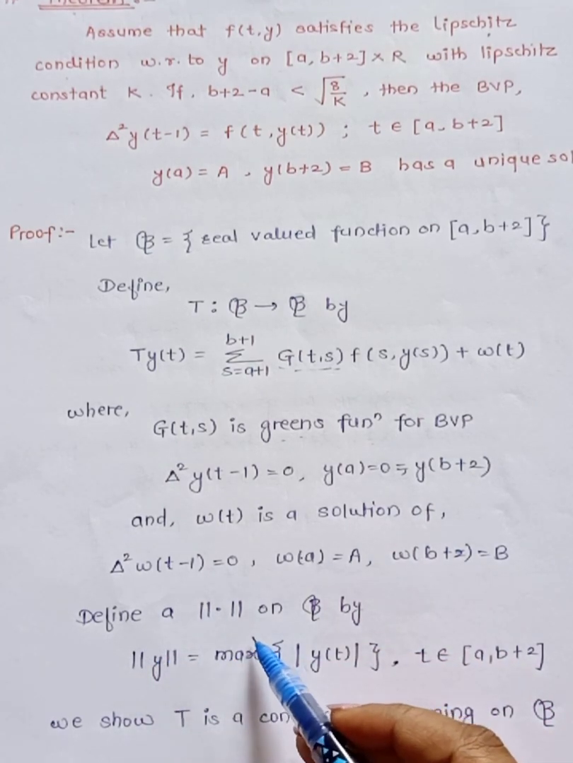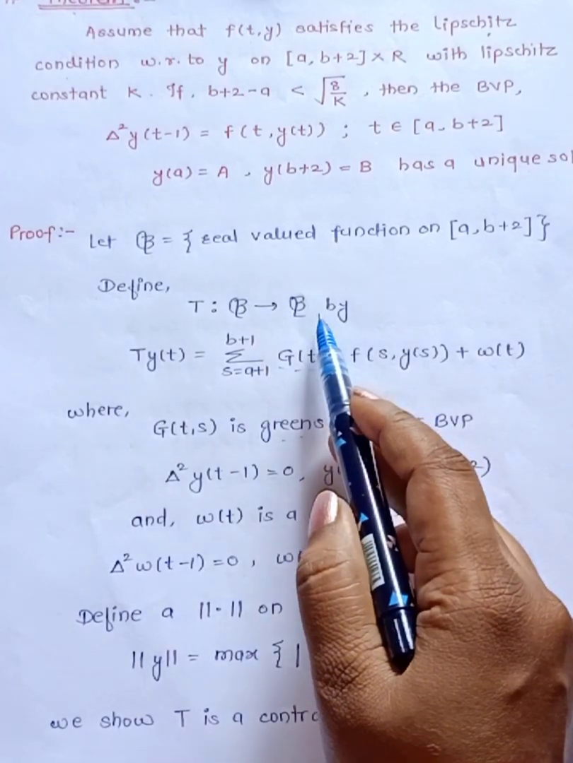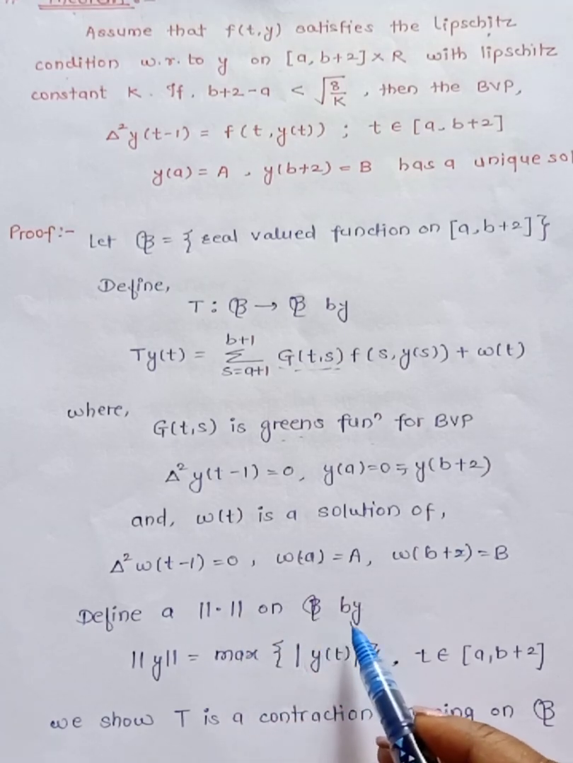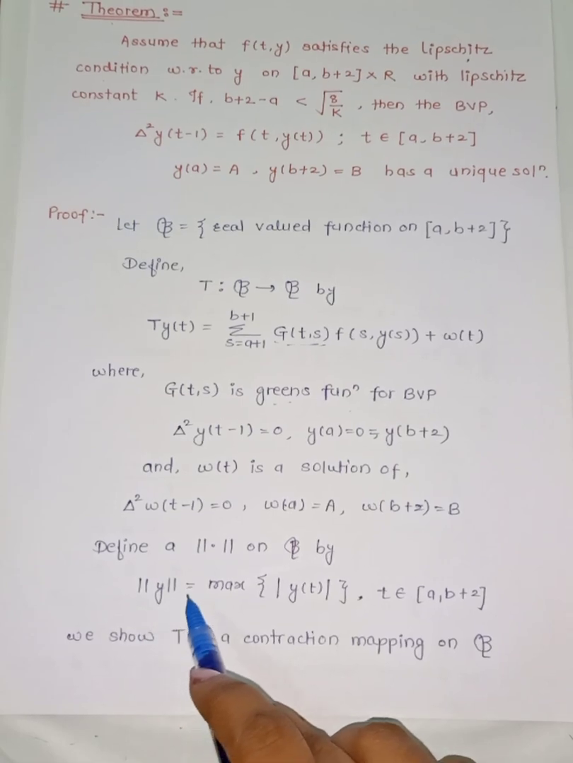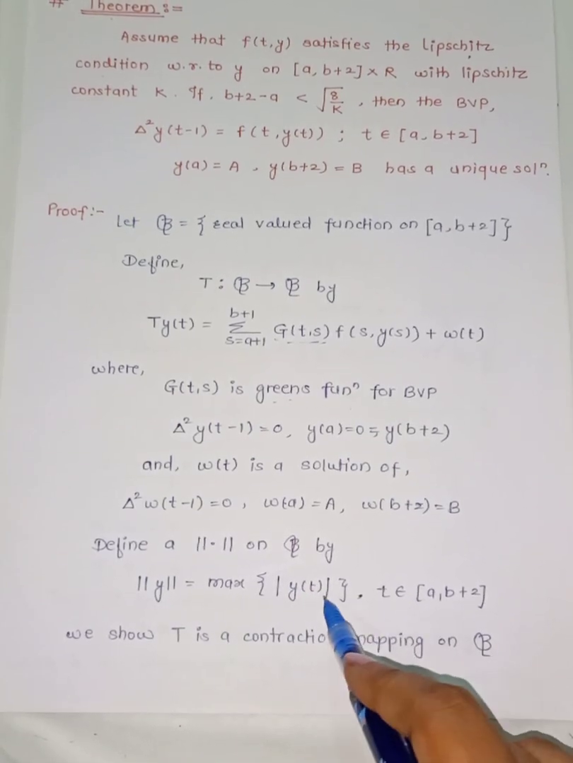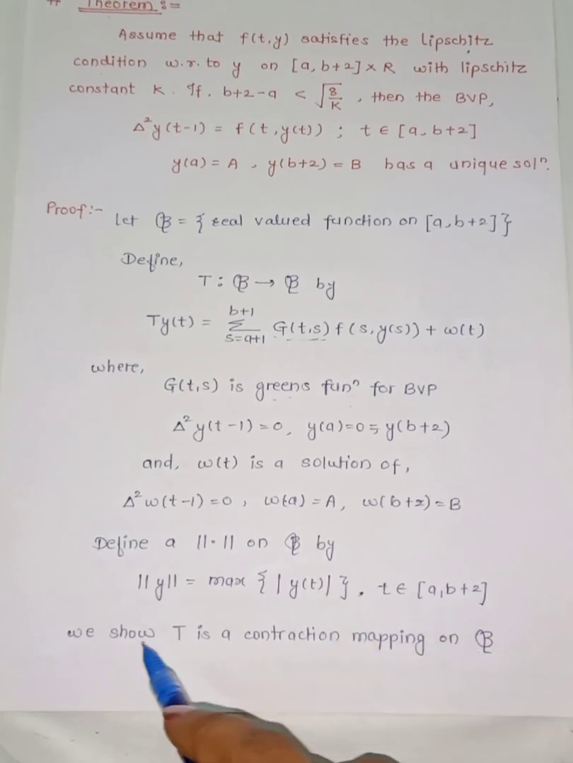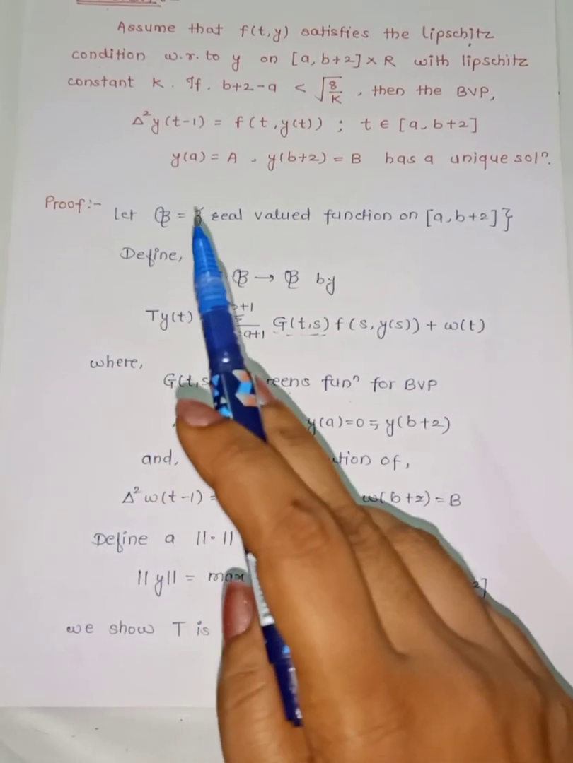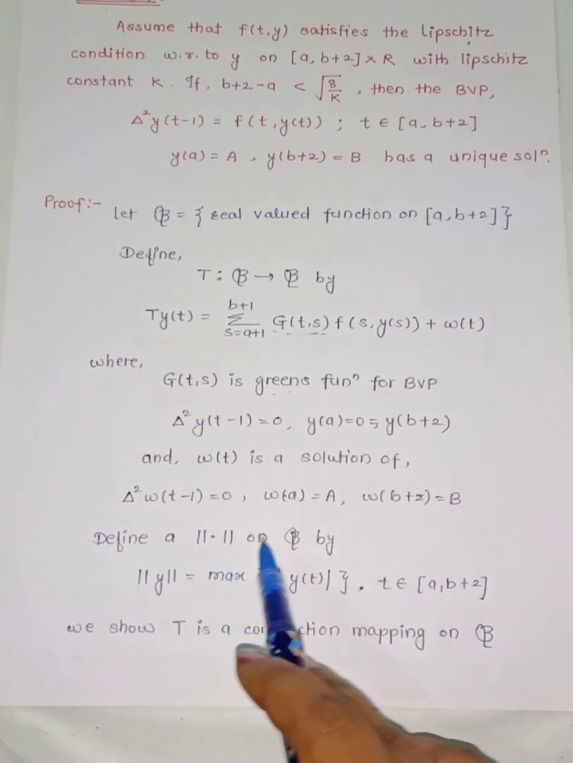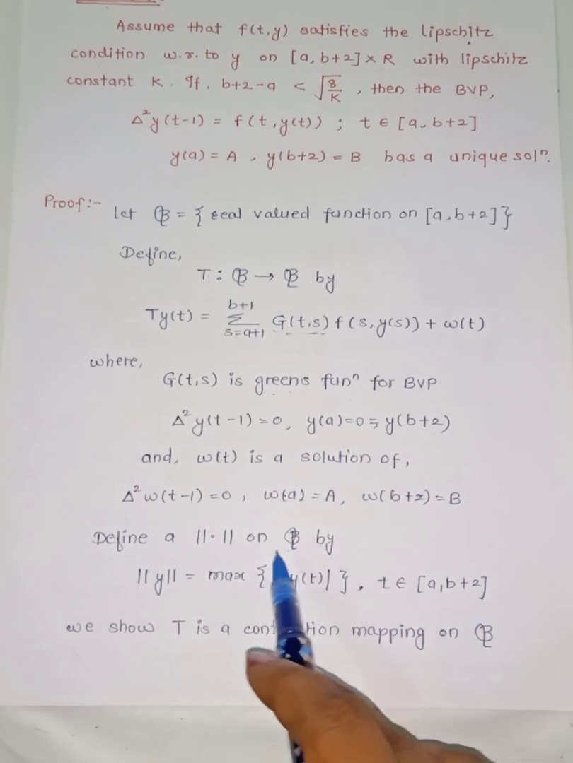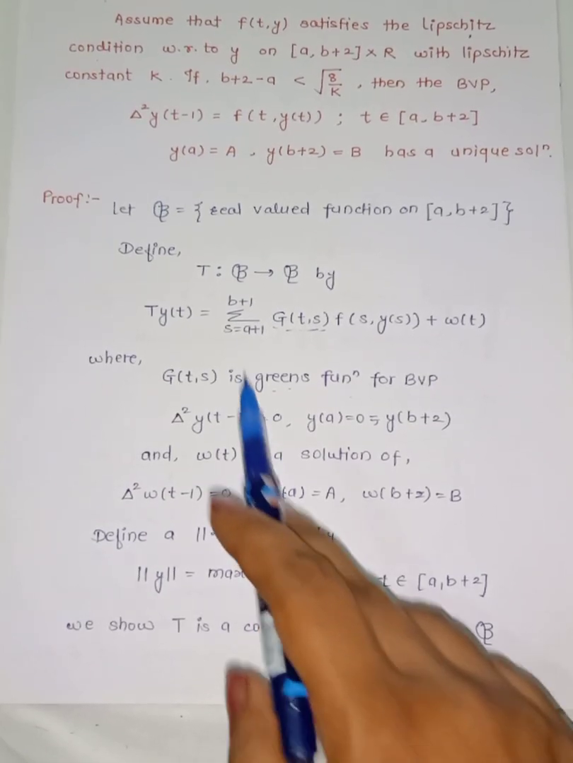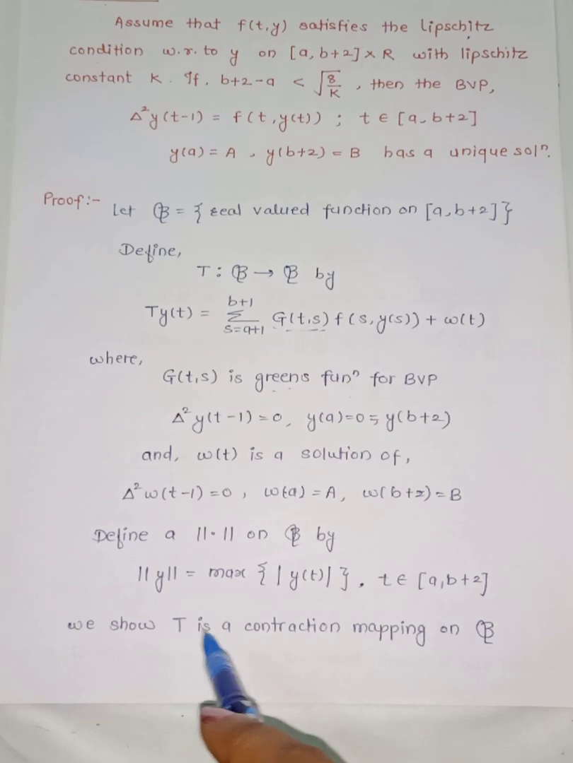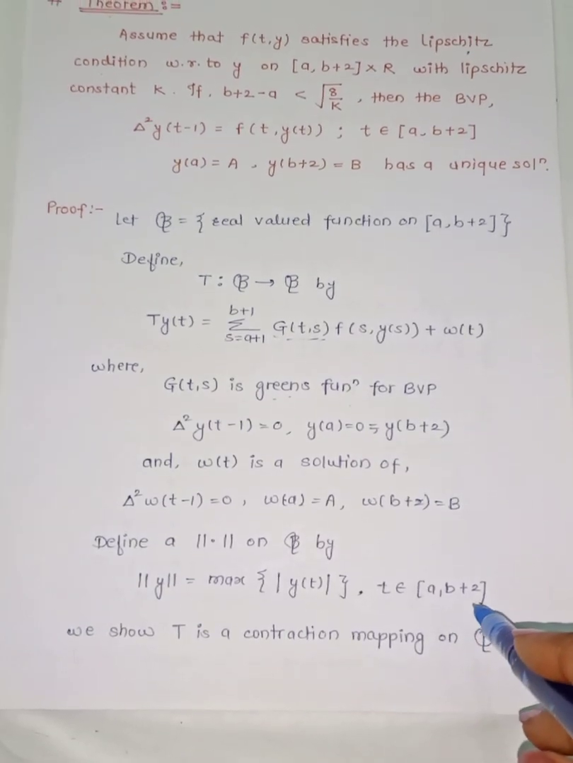So now we will define a norm on script B. We took the mapping from B to B. Now we define a norm on script B by norm of y equals max of mod of y of t, where t belongs to the closed interval a to b plus 2. Now we show that T is a contraction mapping on script B. The set B was taken and this norm is defined on script B, and on this script B we defined the mapping T. So we have to show that T is a contraction mapping on this script B.